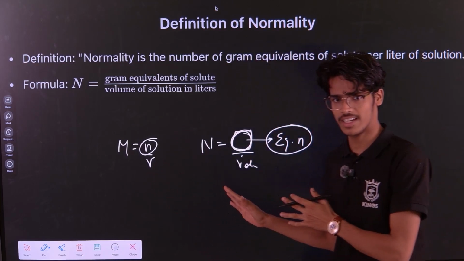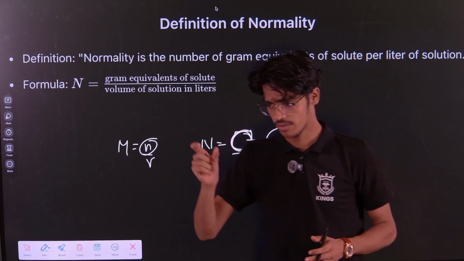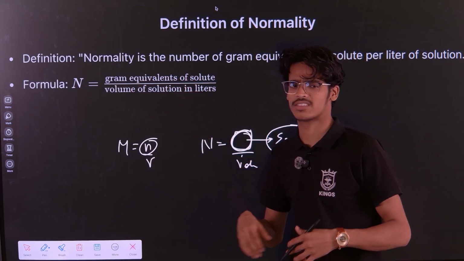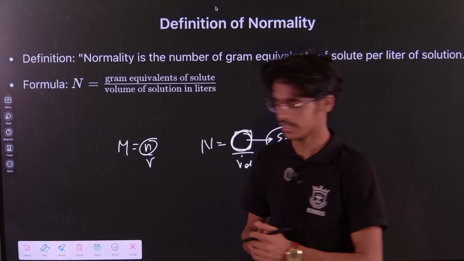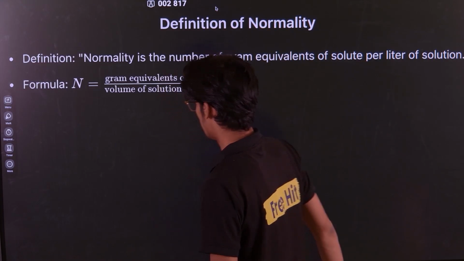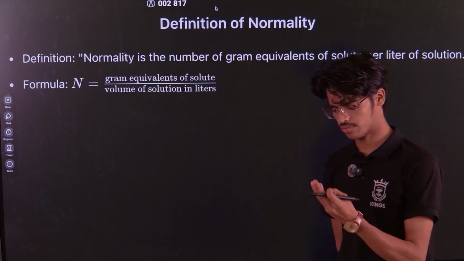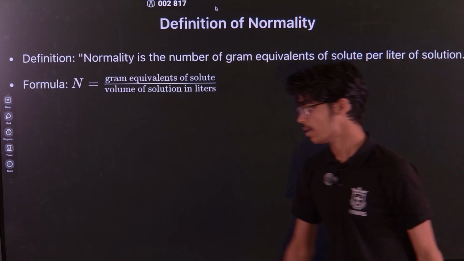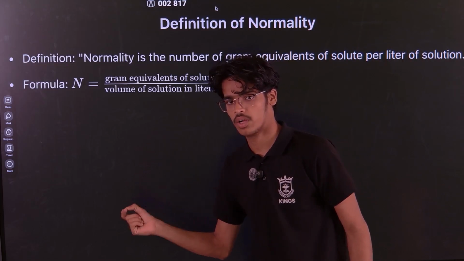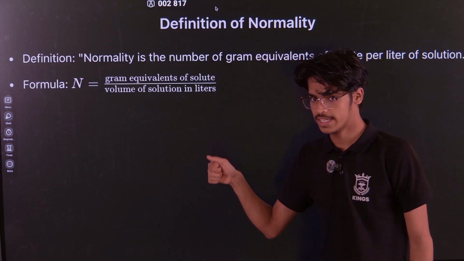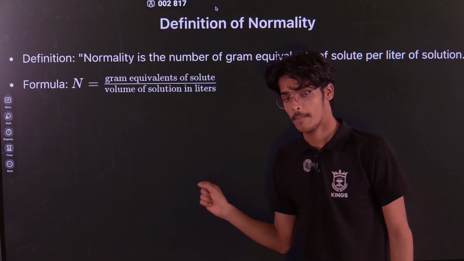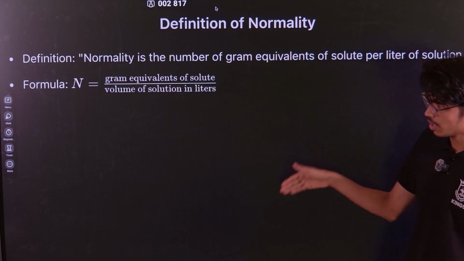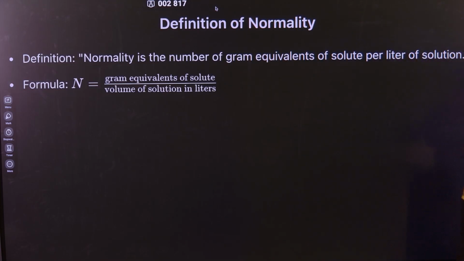I hope you are able to understand this. This is the definition: the number of equivalent moles per unit volume of the solution. Equivalent moles is also known as gram equivalents, just another way to say the same thing. Normality is the number of equivalent moles per unit volume of the solution. Molarity talks about moles per unit volume of solution. Molality talks about the number of moles of solute per kg of the solvent, and normality talks about per unit volume of the solution itself.